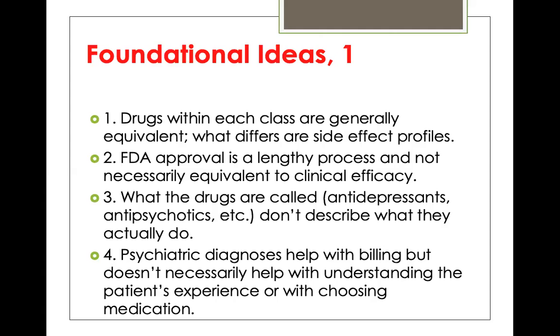Third, what the drugs are called is marketing and doesn't necessarily describe what they actually do. So antidepressants, for example, are better for anxiety than they are for depression. In fact, for depression, they barely work better than placebo. And in some studies, they don't work better than placebo at all. Antipsychotics work for depression. They can work for anxiety. They can work for many things other than psychosis.